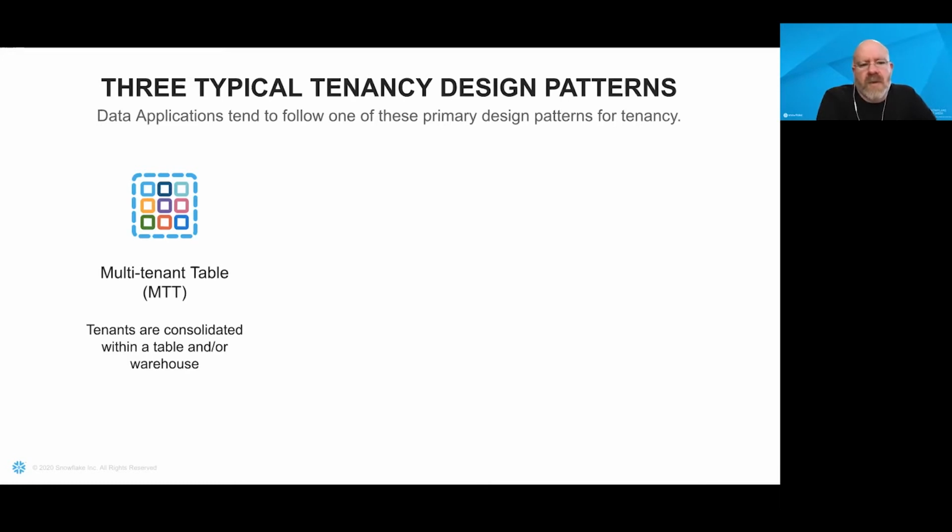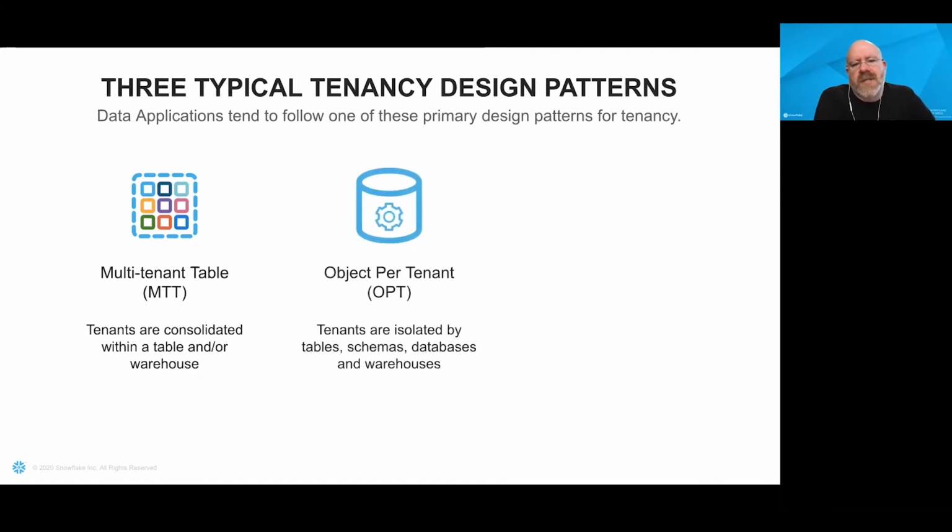So that could be common tables. We're going to load their data into common tables, or we're going to use common virtual warehouses or common compute to power their queries. The second option is an object per tenant. Maybe we're going to create a table per tenant or a schema or a database, or maybe we'll give each tenant their own compute. This is what we refer to as object per tenant.